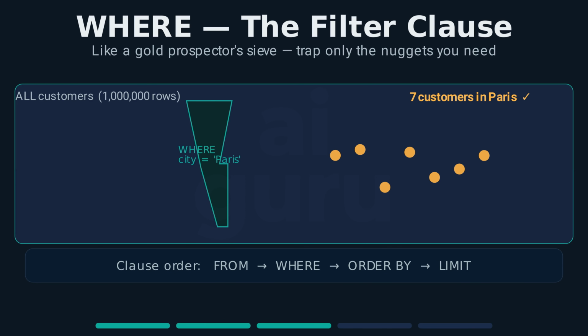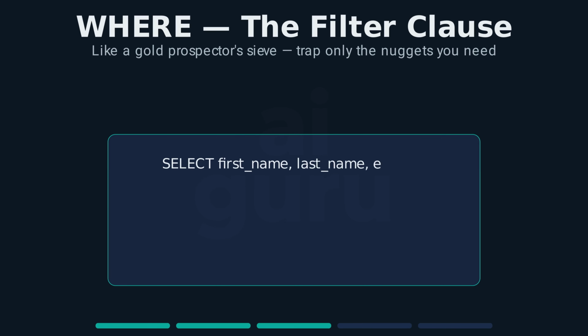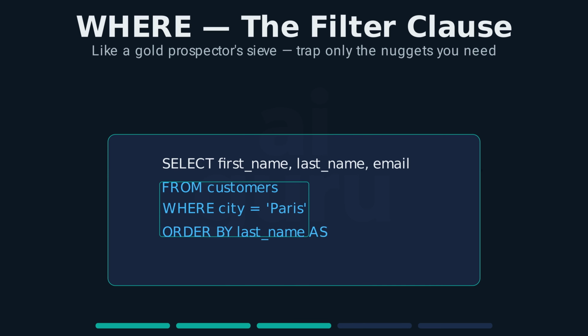If you've ever spent a Friday afternoon manually scrolling a spreadsheet looking for a specific value, you know how mind-numbing that is. It's an enormous waste of time. Yeah, we really need the database engine to do the heavy lifting for us here. We need to shift from just viewing the data to actively filtering it. Yeah, and that brings us to the WHERE clause.